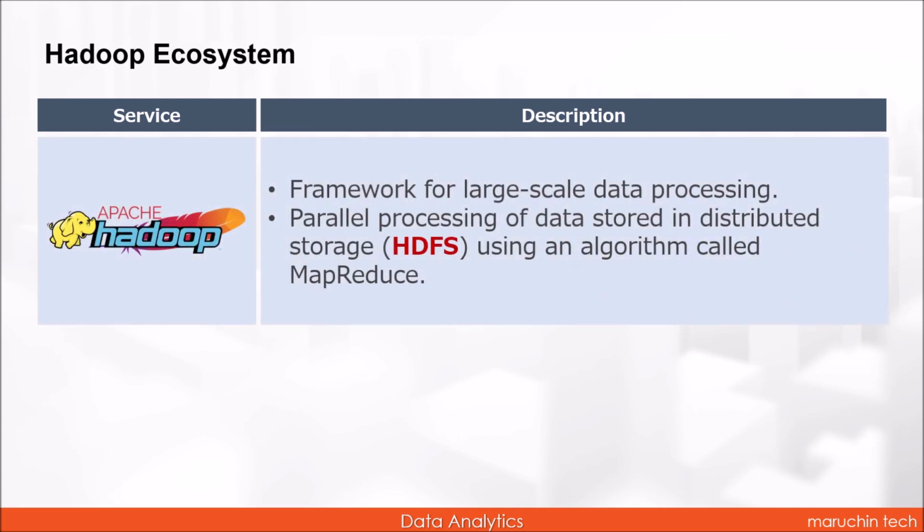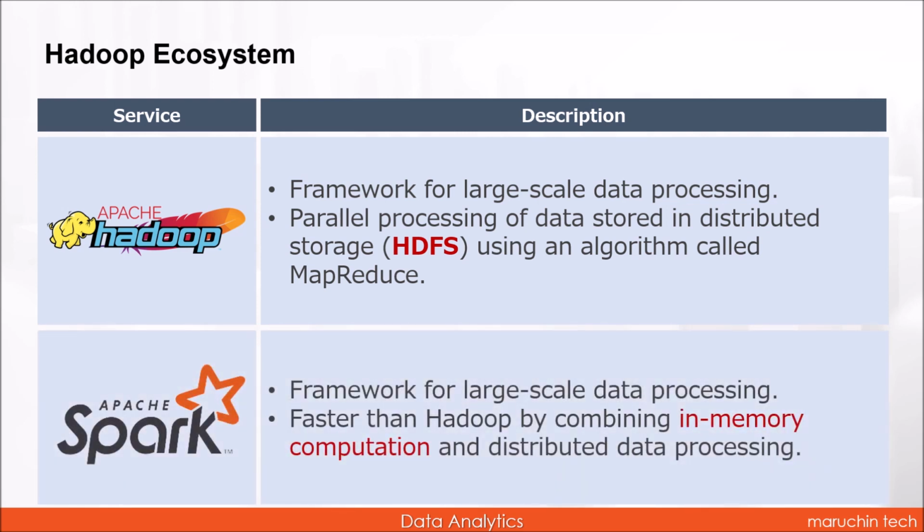Apache Hadoop is the de facto standard for analyzing big data. It is widely used as the distributed infrastructure for large-scale data. And Hadoop and its major related tools are collectively known as the Hadoop ecosystem. Hadoop uses the algorithm called MapReduce to perform parallel processing on data stored in HDFS, which is distributed storage.